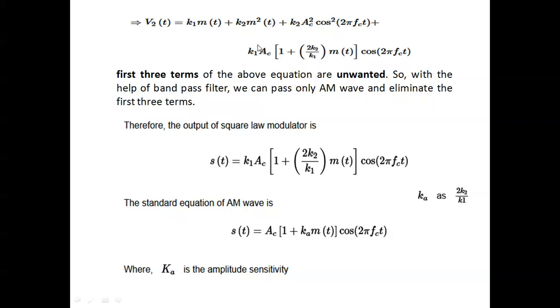This equation is the AM generation waveform, so s of t is equal to this equation. Here we have Ka, which is the amplitude sensitivity, equal to 2K2 divided by K1. So for the standard AM equation, if you put in the amplitude sensitivity, it becomes Ac times 1 plus Ka m of t cos 2 pi fct. So this is the final equation of the square law device.